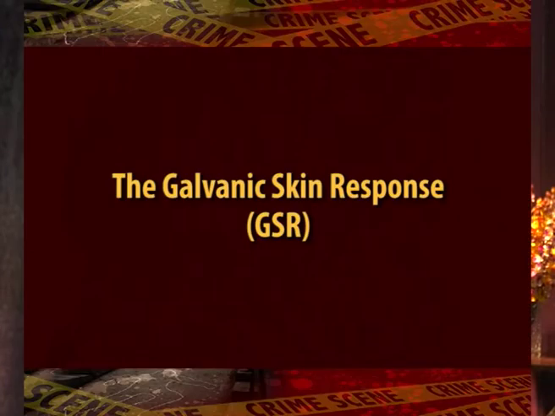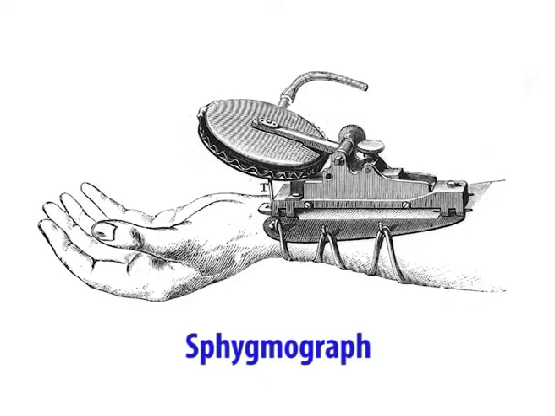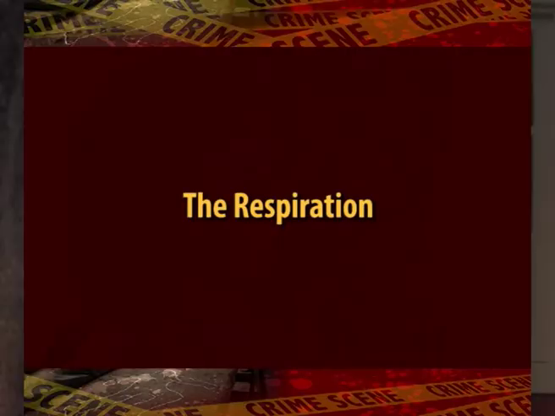The polygraph measures a number of directly unobservable, undetectable, and involuntary changes in physiological functions. These measures include, first, the galvanic skin response, GSR. This is measured through the use of electrodes on the palm or fingers, which involves the measurement of the short-term change in skin resistance. Second, the blood pressure. Systolic and diastolic blood pressure is measured with the help of a sphygmograph, which is placed on the upper arm of the suspect. Third, the respiration.